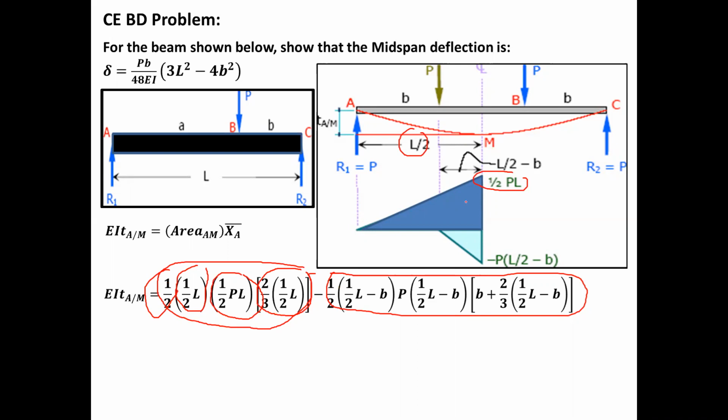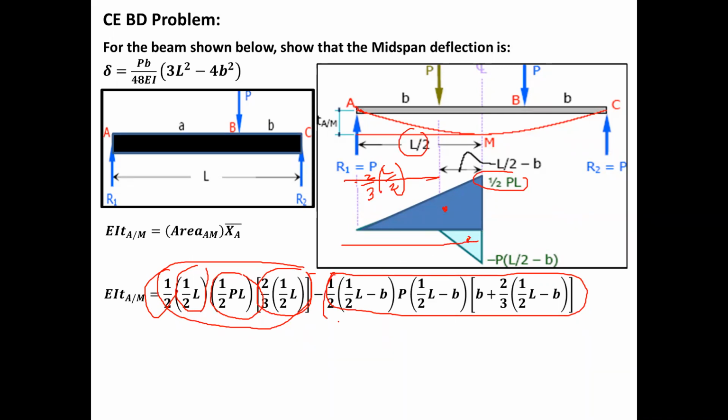Bakit 2/3 of 1 half of L? L over 2 to. Ano ba yung 2/3? Ito yung 2/3. 2/3 ng alin? Ng L over 2. Kasi around tayo sa point na to eh. Di ba? So, ito yung point natin. Okay? O dito, ganun din.